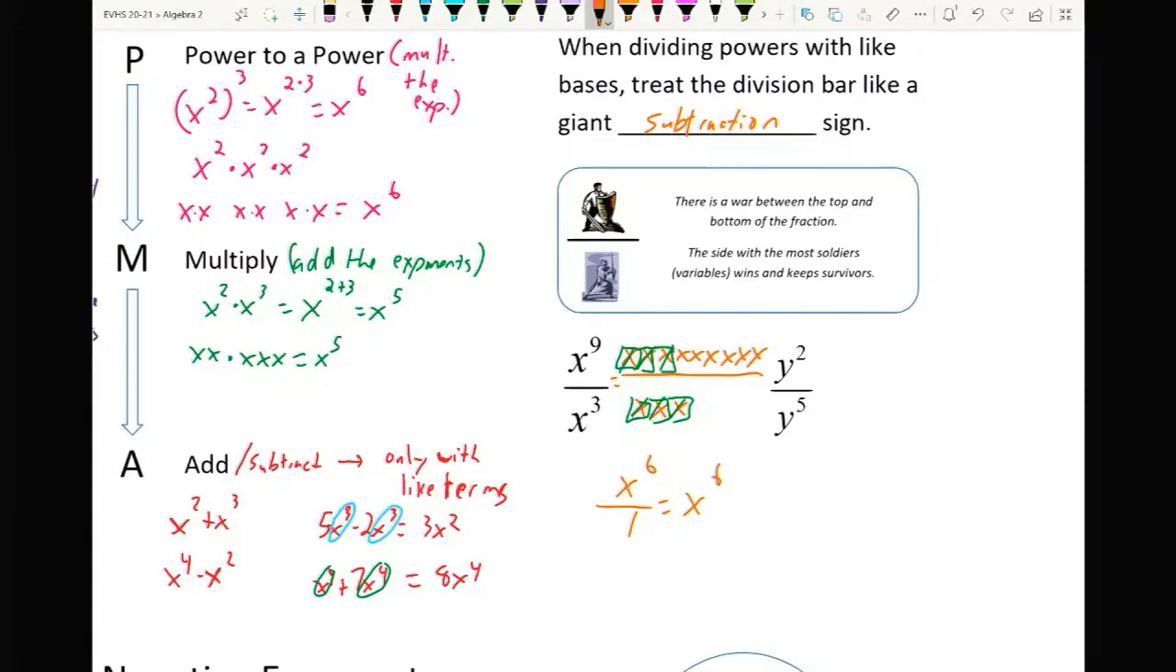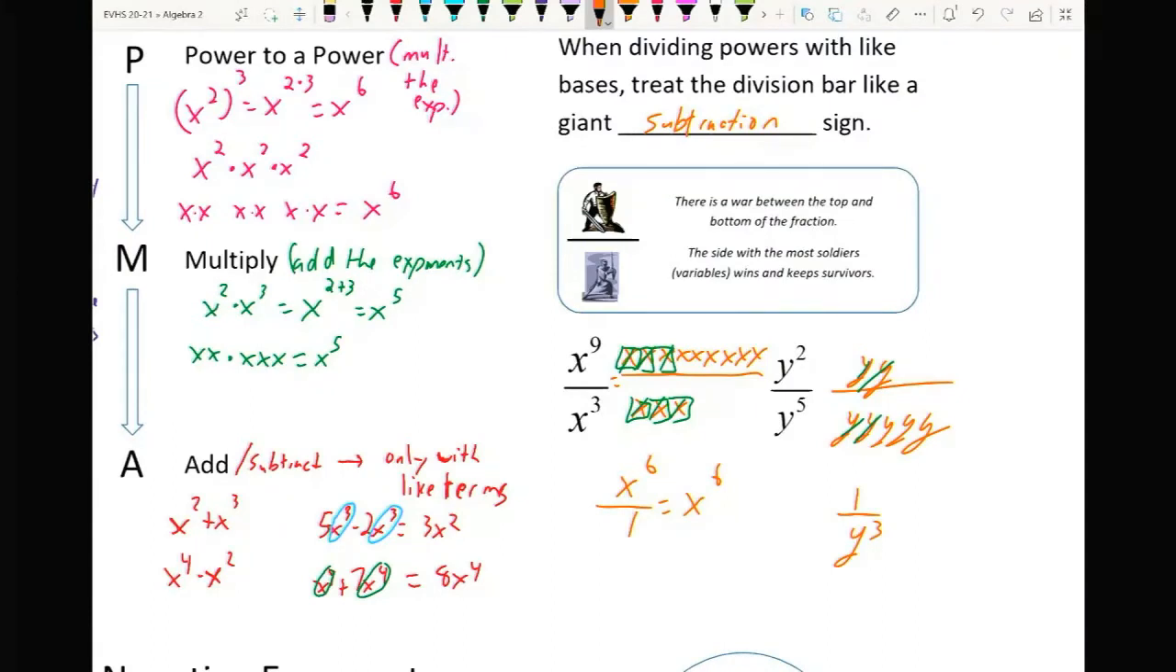Okay, on this y example over here, we've got y's on top and on bottom. 2 on top, 2, 3, 4, 5 on bottom. And again, these cancel, leaving me with 1 over y to the third power.